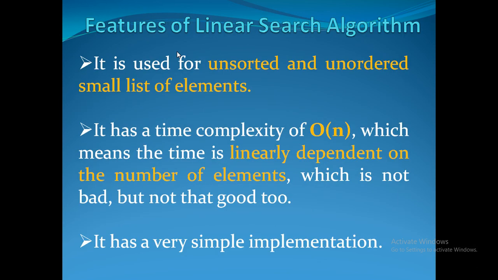Features of linear search algorithm. It is used for unsorted or unordered small lists of elements. That is very important. We use linear search for an unsorted list of elements, that is, there is no order. Elements are arranged in any order. That means it may be increasing or decreasing, or it may be unordered. Whatever it may be, we use linear search to search the element.